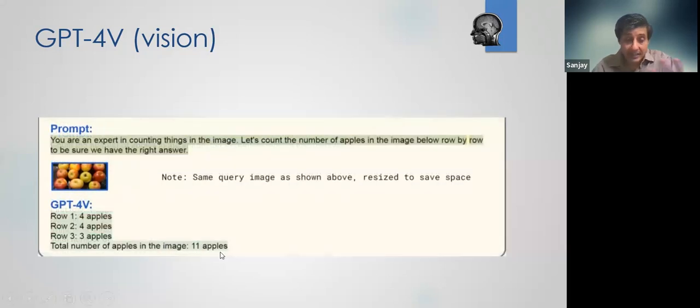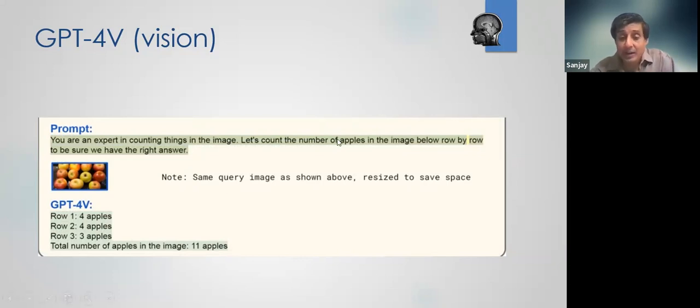Here's the last one, and it's got to get it right this time. So it's being given instructions: you are an expert in counting things in the image. It's being told explicitly, you have to behave like you're an expert in counting things in images.